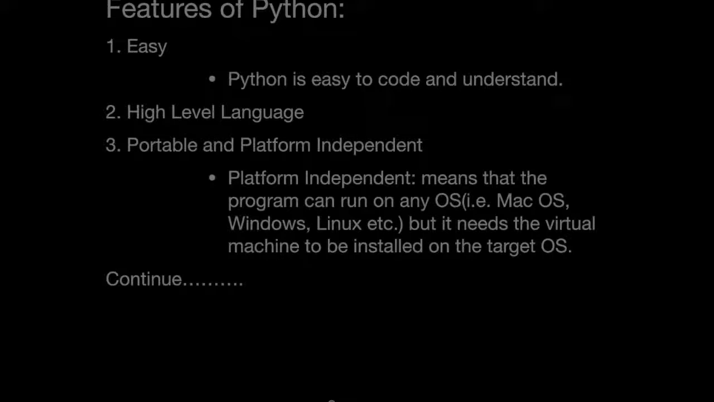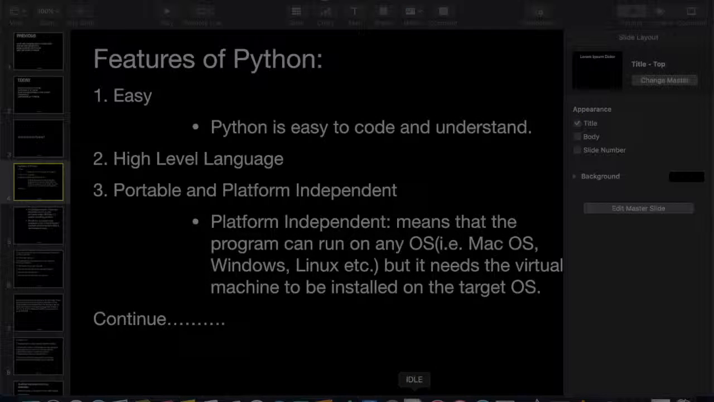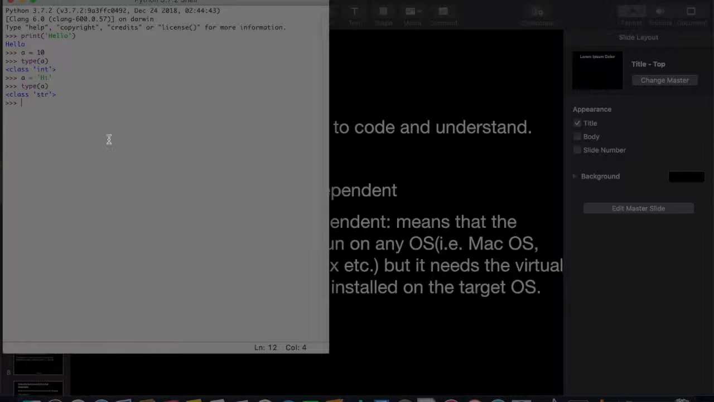Now, features of Python. First, Python is a very easy language. It is easy to code and understand. Just let me show you an example. IDLE, open. Yes, I will display this message. That's it. For displaying a message like this, in languages like C, C++, or Java, you have to write code of at least 3 to 4 lines. But in Python, it is a single line of code. That's it.